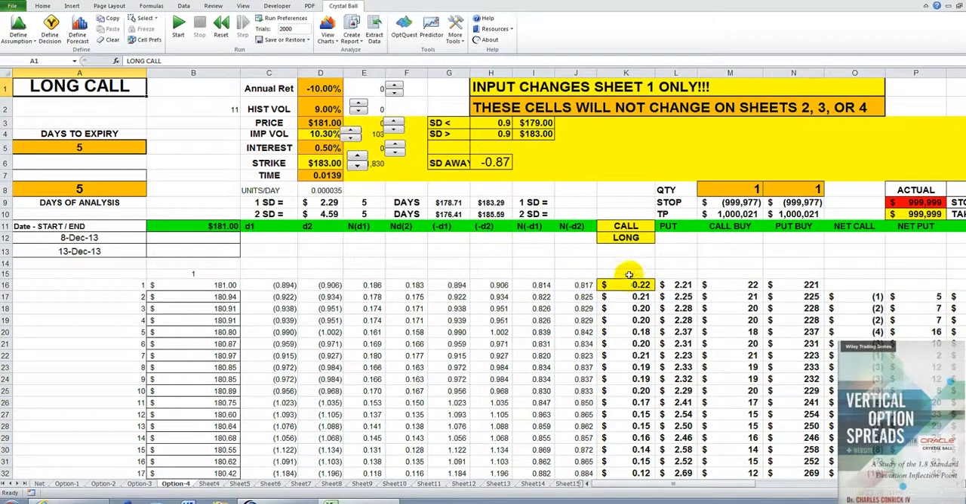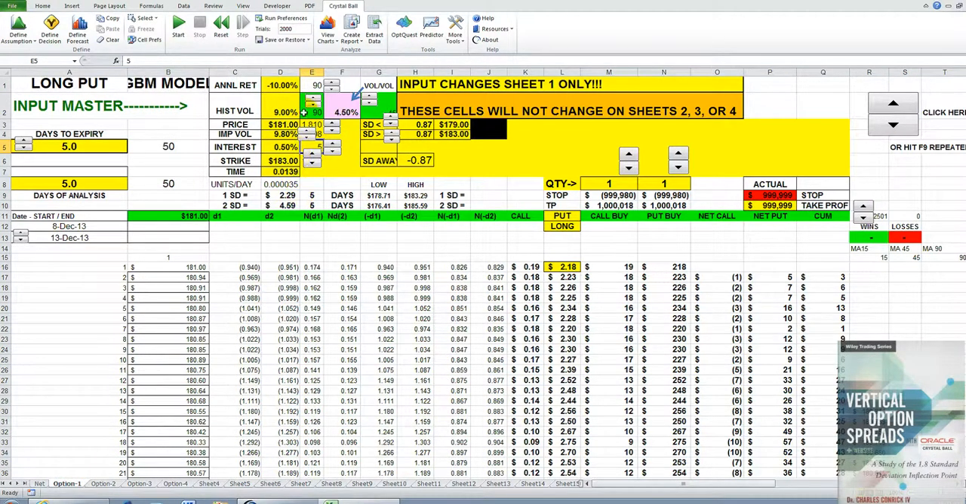And you can see in the first line there, so 22, we have 183. Now notice I didn't do anything on the asset price on tab option 1. Let's go there real quick. On tab option 1, I left everything alone here.